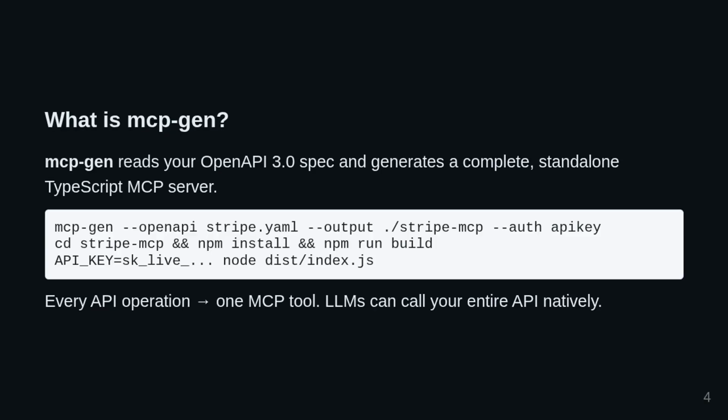MCP-gen takes your OpenAPI specification, the same spec you probably already have for your API documentation, and turns it into a fully functional TypeScript MCP server. No more writing Zod schemas by hand. No more guessing how to structure error handling. Just point it at your spec, and you get a server that speaks MCP.